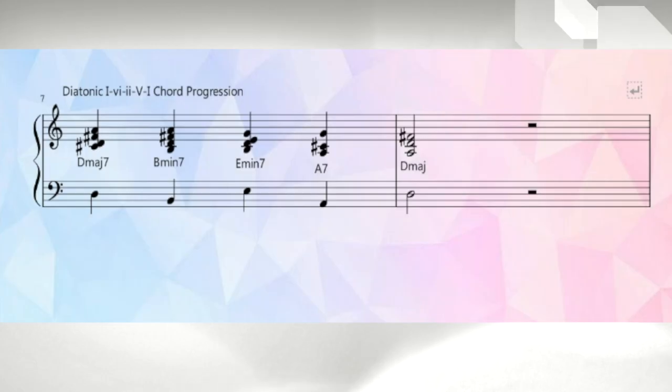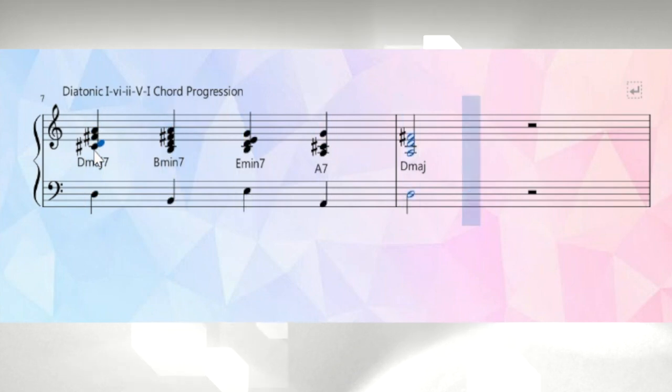So what if we had a more complicated chord progression? Here we have a diatonic 1, 6, 2, 5, 1 chord progression in D major. So that'd be a D major 7 to B minor 7 to an E minor 7 to an A dominant 7 and back to a D major 7. So here's what that would sound like.